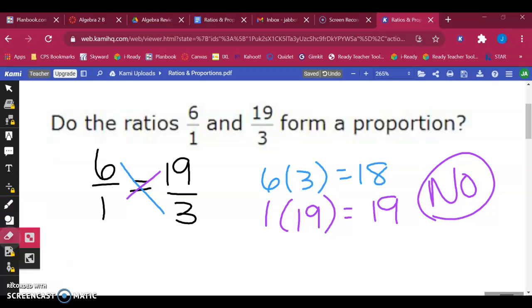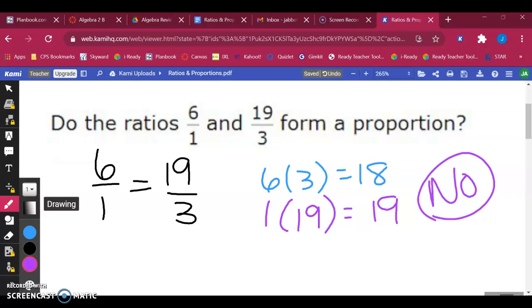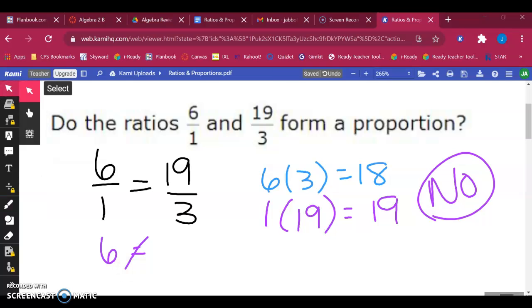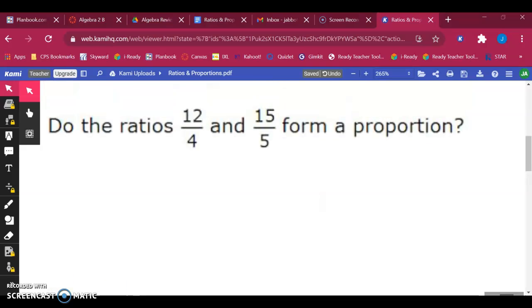The other way is that we can see if they reduce. So 6 over 1 reduces to 6, but 19 over 3 does not reduce to 6. They are not equal as well. So just two different ways to think about it. So one more.